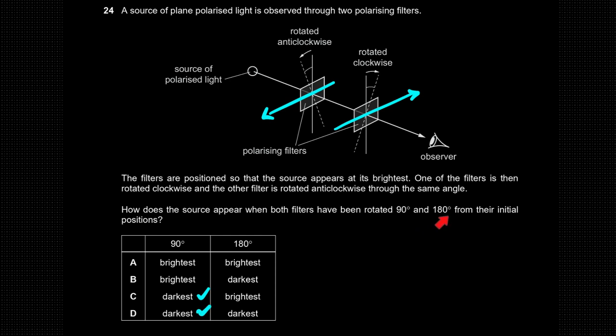And if you rotated 180 degrees from its initial position, so if previously the filter was pointing like this, now the only difference is that it's going to be pointing this way, right? Similarly, if it was like this before, it's now going to be pointing like this. So you would still have the brightest, all of the vertically polarized light would still be going through, and you would have the max brightness of the source. So the answer to this one is C.